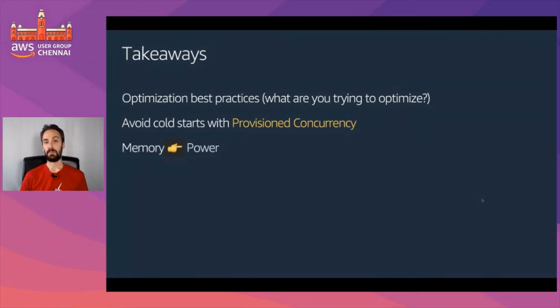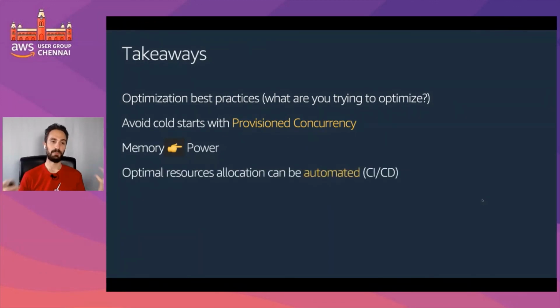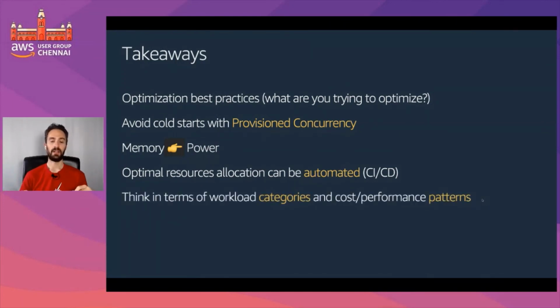Keep in mind that memory means power. It's not just RAM. Keep in mind that you can optimize and fine-tune your resource allocation even in an automated fashion. You don't have to do it manually like I did. You can do it as part of your CI/CD in CodeBuild or Travis or whatever you are using for CI/CD.